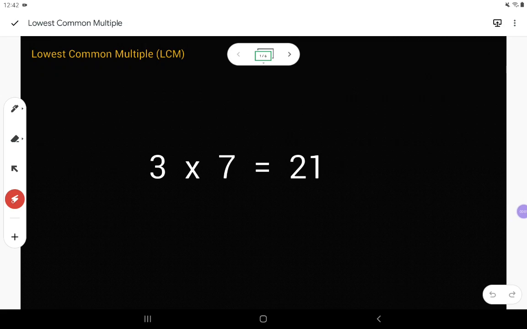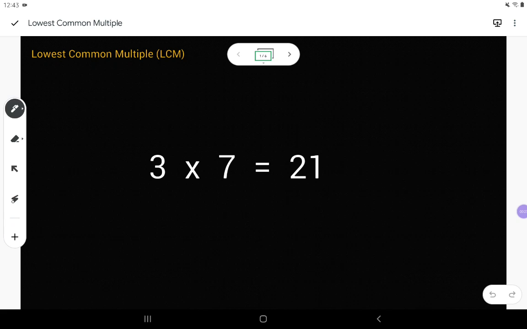In this video, we're going to be looking at something called lowest common multiple. And you might see that sometimes abbreviated as LCM for lowest common multiple, just using those three letters. So what I have here, 3 times 7 equals 21. Actually, this is an example of a lowest common multiple. We would say 21 is the lowest common multiple of 3 and 7.